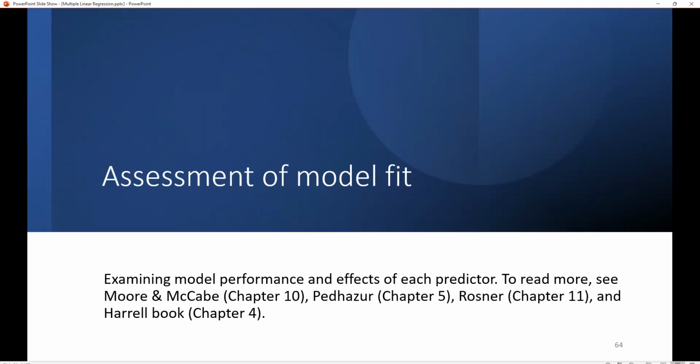And now we can do the assessment of model fit, examining model performance and effects of each predictor. So again, we have the overall model performance, which means how all the variables work together, and we usually determine that through R-square. And we also can assess model fit based on the impact of each predictor. So if we have 3 predictors in that model, we would look at how each of those 3 predictors perform as well. And you can see these different authors to read more.